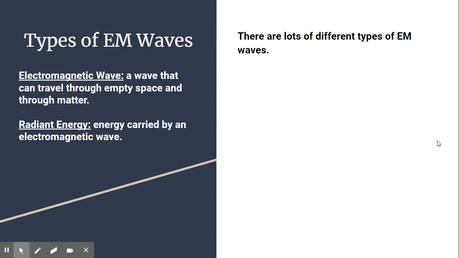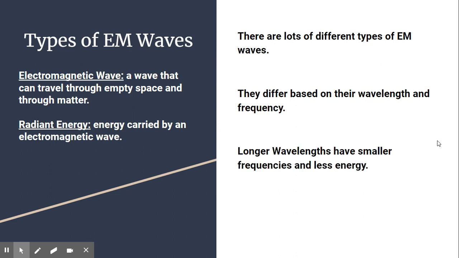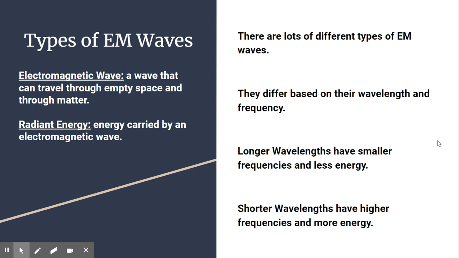We've learned that there are different types of electromagnetic waves, and your electromagnetic wave info sheet will help you identify all of the different types of EM waves that we have. But they all differ based on their wavelengths and their frequencies. Longer wavelengths tend to have smaller frequencies and carry less energy, while shorter wavelengths have higher frequencies and thus transfer more energy.